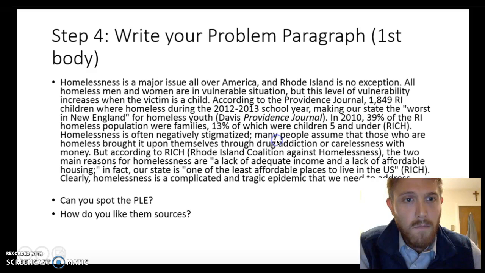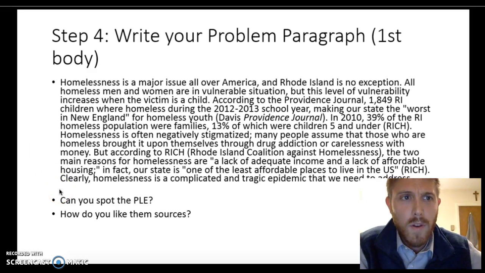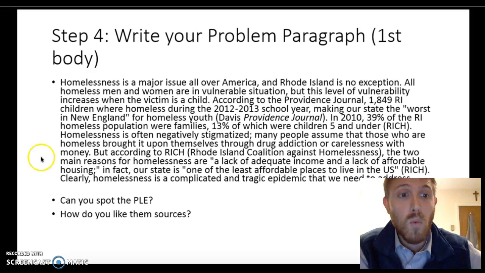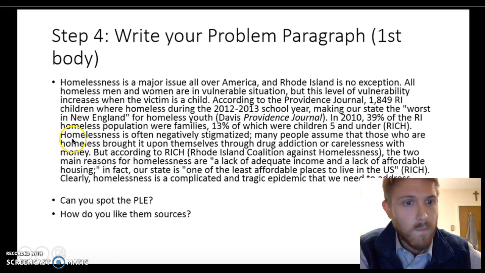So moving on to step 4, write your problem paragraph first. Okay? So mine is going to focus on statistics about homelessness in Rhode Island and why people are homeless and things of that nature. I'm not going to read the whole paragraph because that takes up a lot of time, but you can feel free to pause this video at any time, read my example paragraph, and see if you can spot the PLE and how do you like them sources that I use.